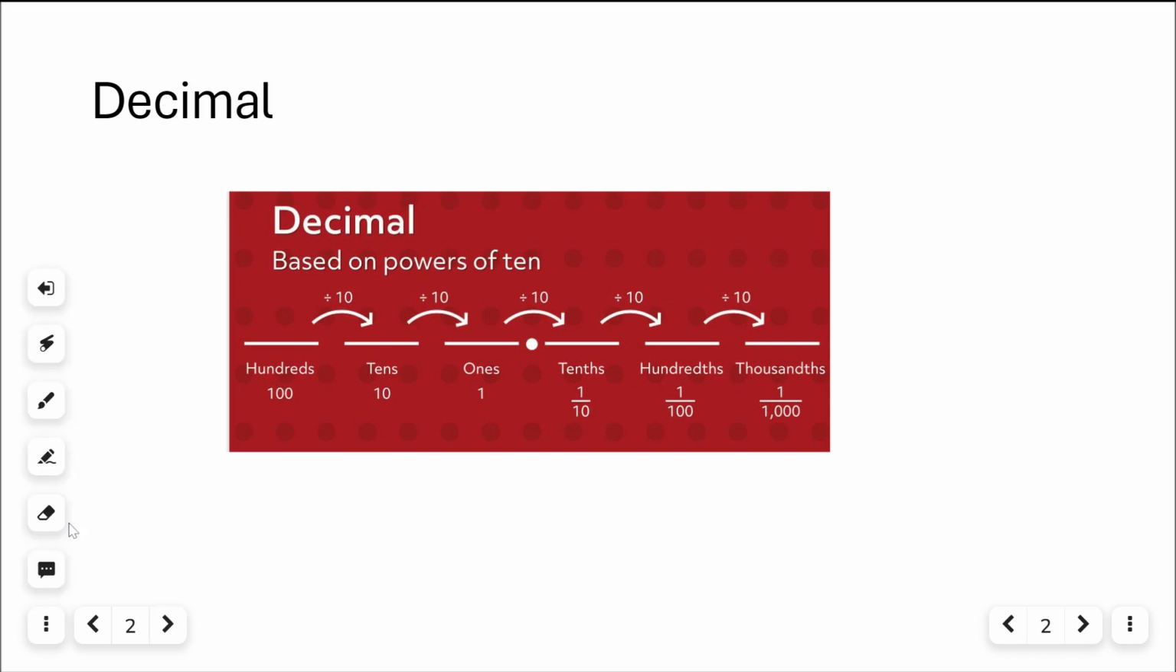Okay, so decimals, again, decimals are all based on powers of 10. So if I have hundreds, and I divide that by 10, it gives me tens, the tens place. Divide by 10, it gives me the ones place. Divide that by 10, it gives me the tenths place, the hundredths place, and the thousandths place.